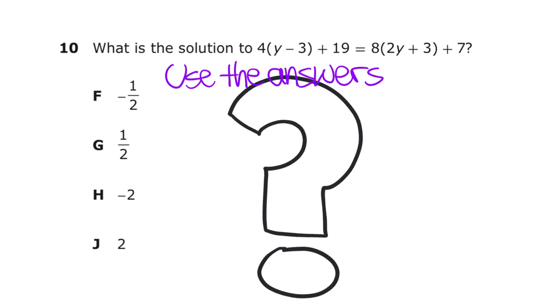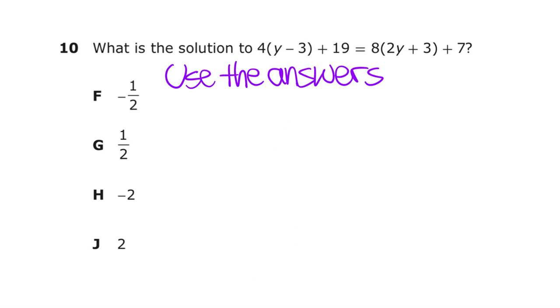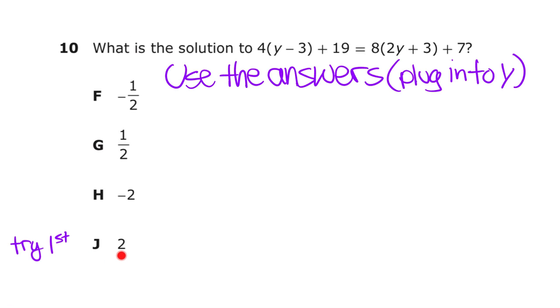Maybe we could use the answers and plug in those values into the y in the equation and figure out if it works. I'll show you how to do that first, then I'll show you the official way to do it using algebra. I'm starting with answer choice J first because 2 is a whole number and it's not negative. It's the easiest one to plug into this equation.